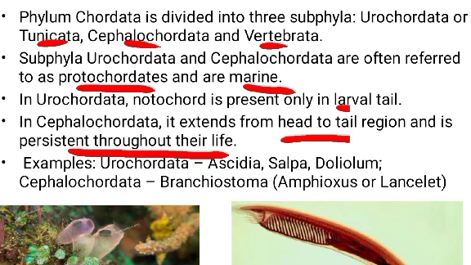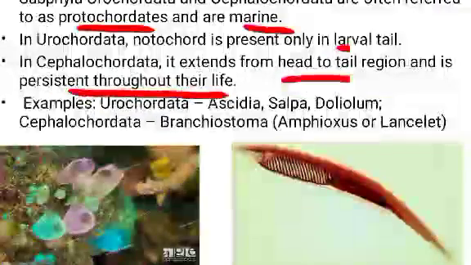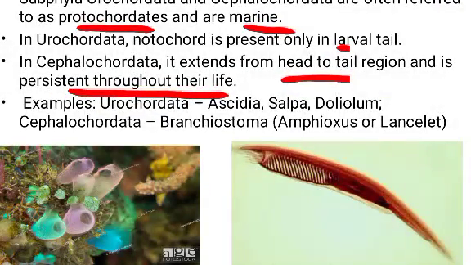Now for examples of Urochordata, Ascidia is an example. In the picture you are seeing, this is Ascidia. So these are Ascidians. Then for Cephalochordata, Branchiostoma, this is Amphioxus or lancelet. So these are the examples of Cephalochordata and Urochordata. Okay, I hope you have understood that.